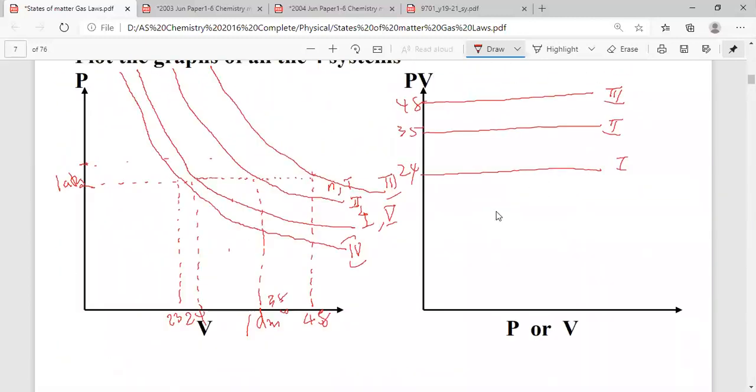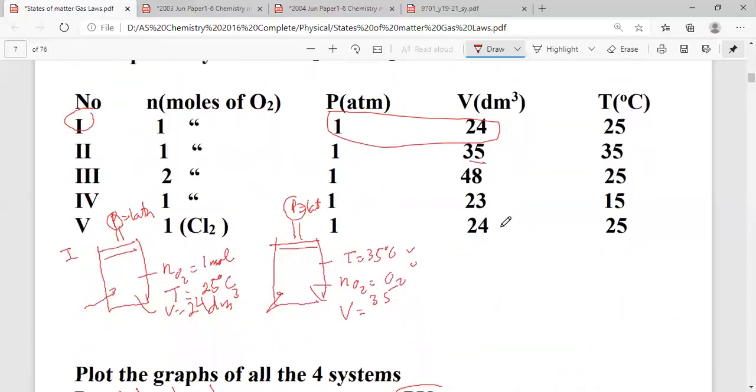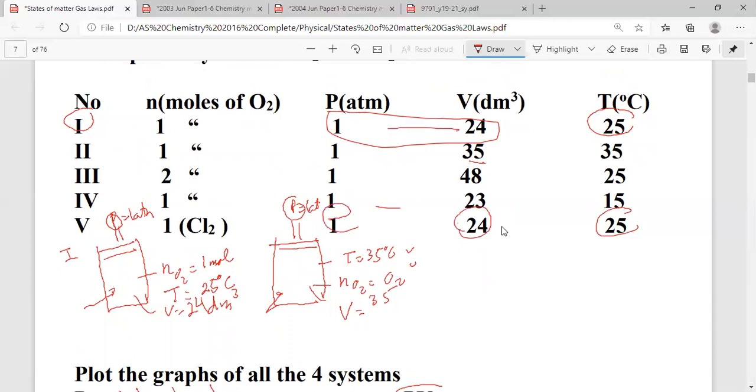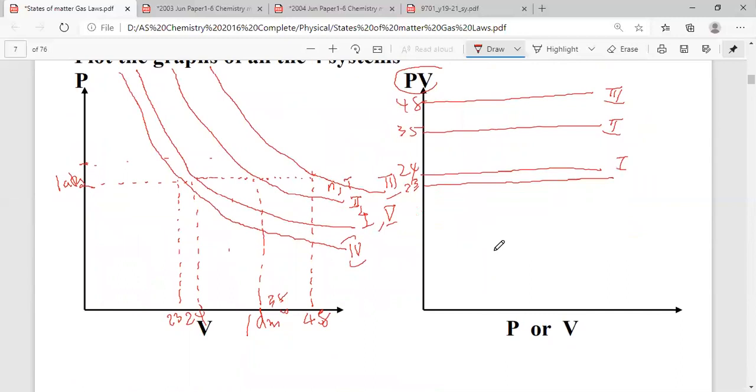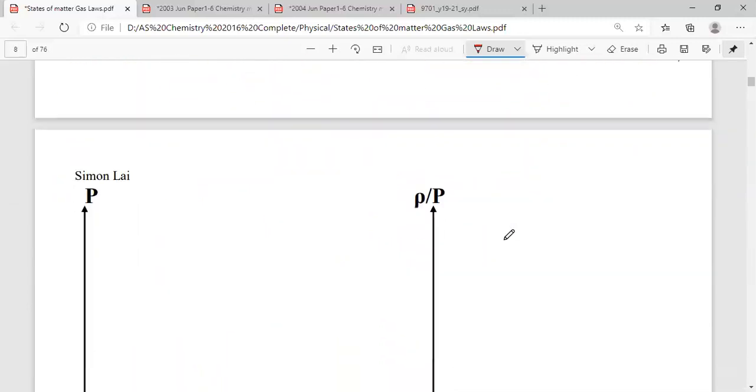So the PV value will change for each experiment because the temperature changes. But within an experiment, the temperature doesn't change. That's why it's constant here. Why does it change here? Because the temperature changes. But when the temperature remains constant, like this one and this one, they have the same value. See, 5 is here, this is 4, this 5 is here. Clear? So graphs are very important for you to understand.